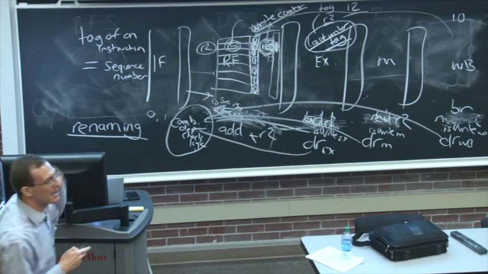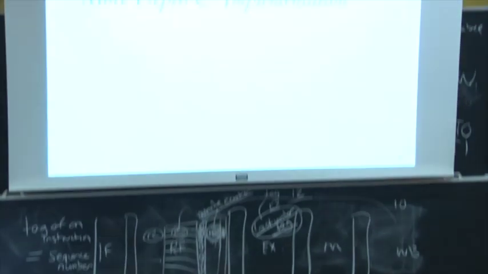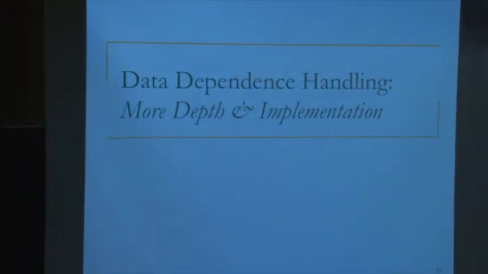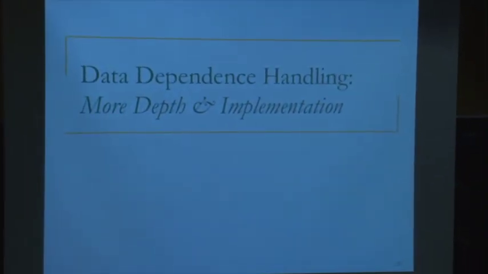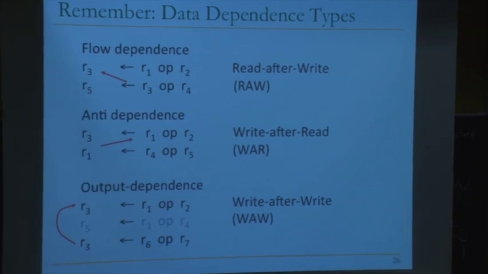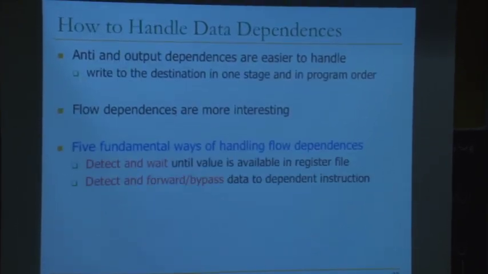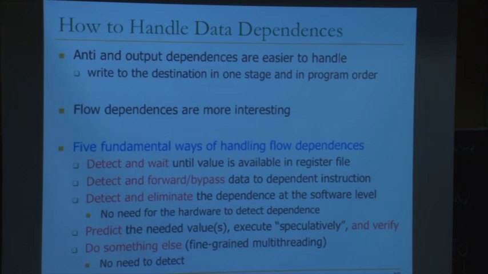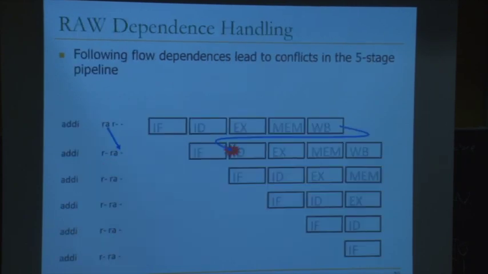But let's look at the data dependence handling in more detail. I think I have a lot of slides, and I'll go through them relatively quickly. This is your implementation. This is, remember, the data dependence types. We have 5 fundamental ways of handling these data dependence types. And the issue is, if you follow the flow dependencies, these lead to conflicts in the 5-stage pipeline, right?